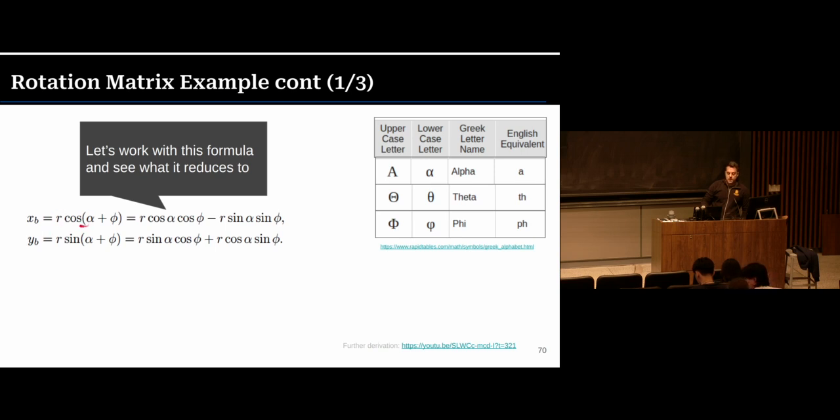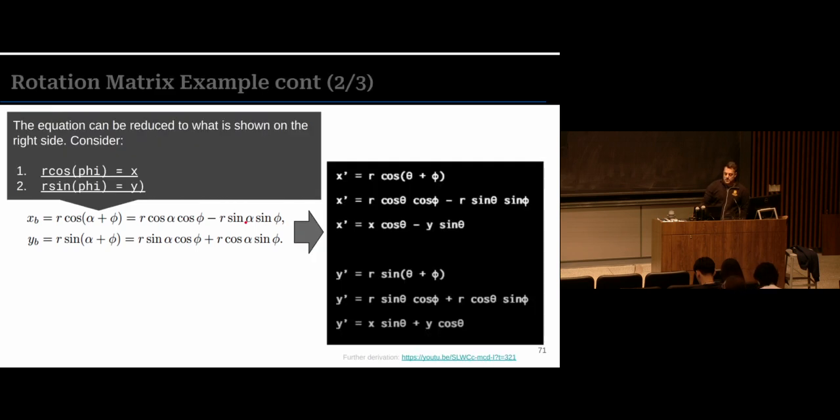If I have r cosine of some angle, I can figure out what that r cosine of something is, and I can replace that with an x in here. And if I have an r sine of something with an angle, I can also replace that with a y in here. I'm going to give you a few moments to stare at the derivation here with the facts.